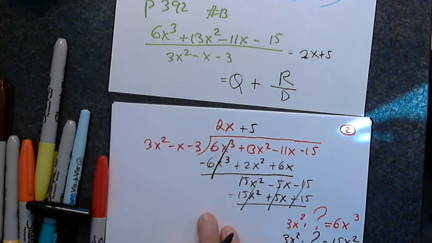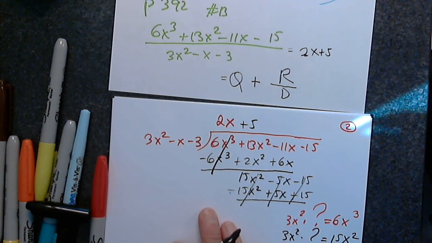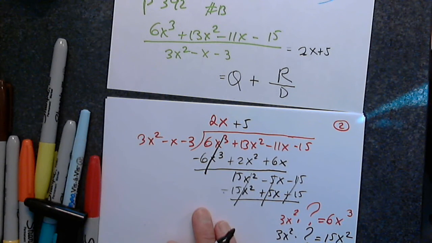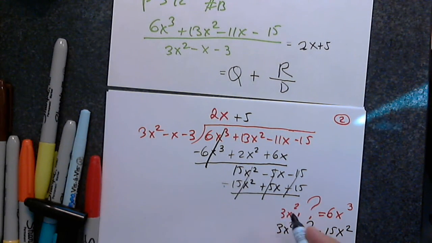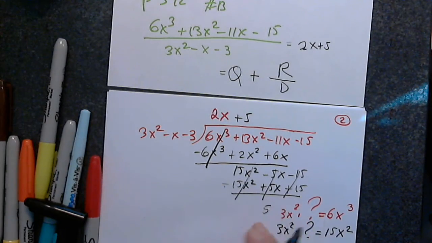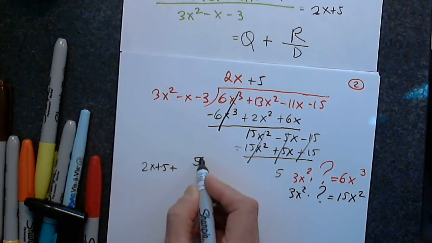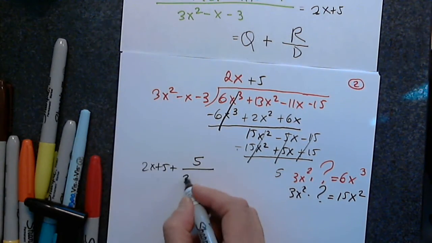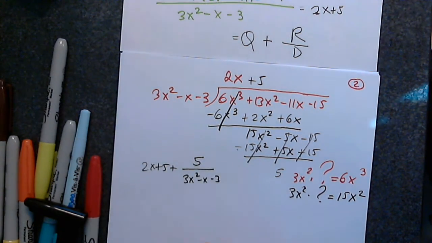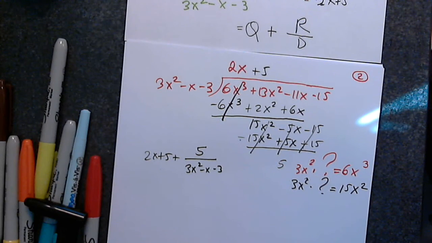Any questions on the long division? Do you think we need another example? What would you write the remainder if you had one? So for example, let's say the remainder is 5. I would write the answer as 2x plus 5 divided by 3x squared minus x minus 3.